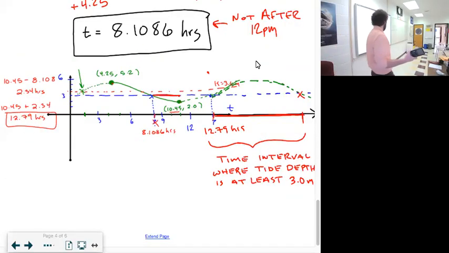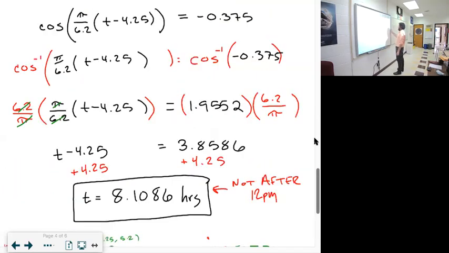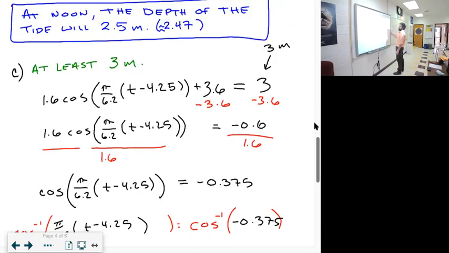I wanted to follow up with the last question, the last part of the question from our work today. So what you're seeing on the screen here is... sorry. The last part was: find the time of day after 12 p.m. where there's at least 3 meters of water.